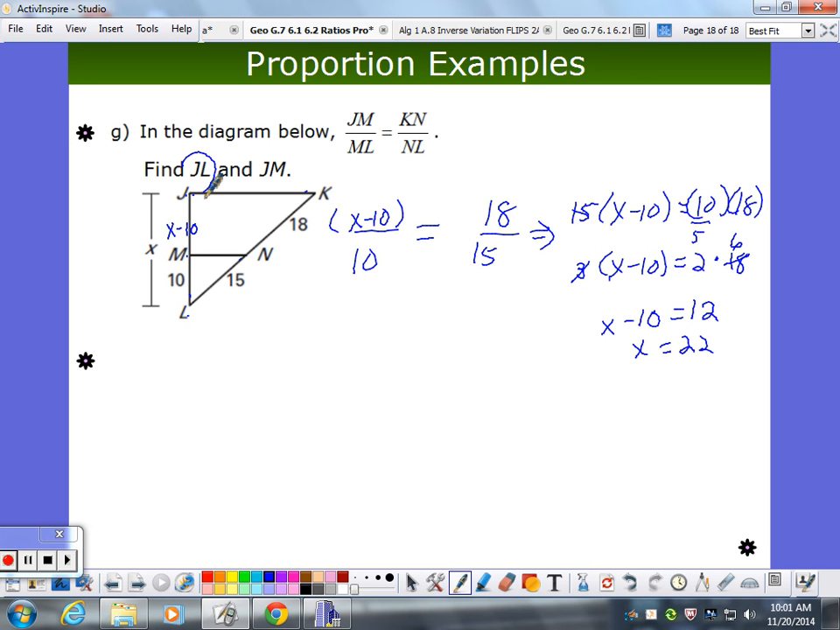Now they're asking me to find JL. Well, JL is x, so I guess JL is 22. And what's JM? It's going to be 22 minus 10. I guess that one is 12.